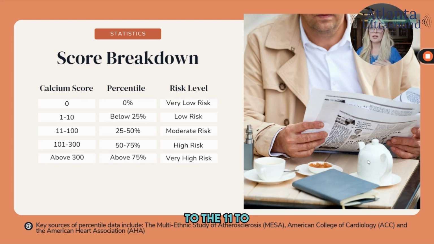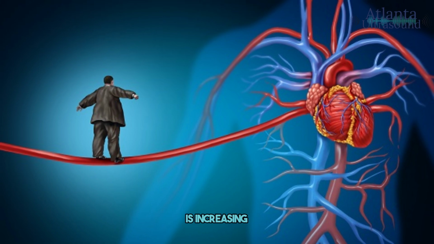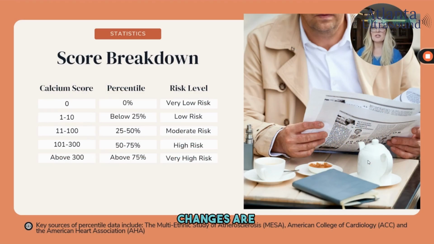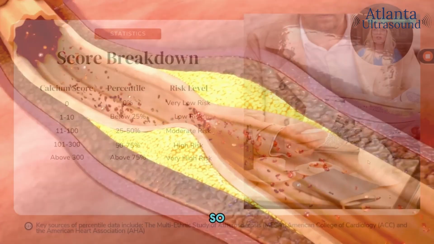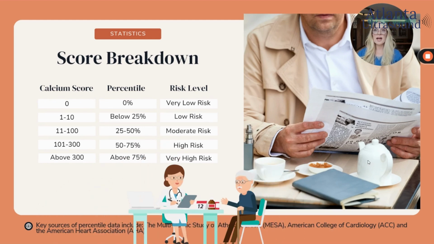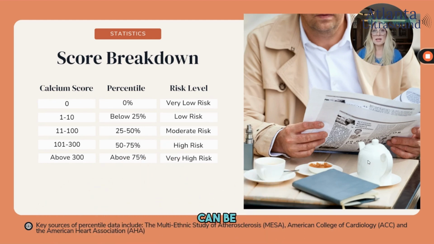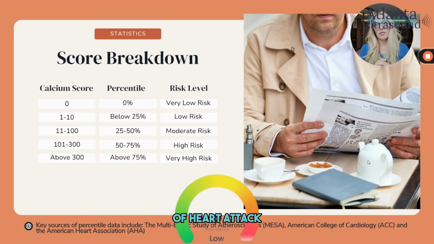Now moving to the 11 to 200 score range. Now you're in the 25th to 50th percentile. This means you have a mild to moderate amount of calcified plaque, not soft plaque, just calcified plaque. More on that later. Your risk of heart disease is increasing, and lifestyle changes are likely going to be recommended by your doctor at this point. Being in the 25th to 50th percentile means you have more plaque than 25 to 50% of people in your demographic. So it's important to discuss this with your doctor and see what immediate changes can be made to lower your risk of heart attack.